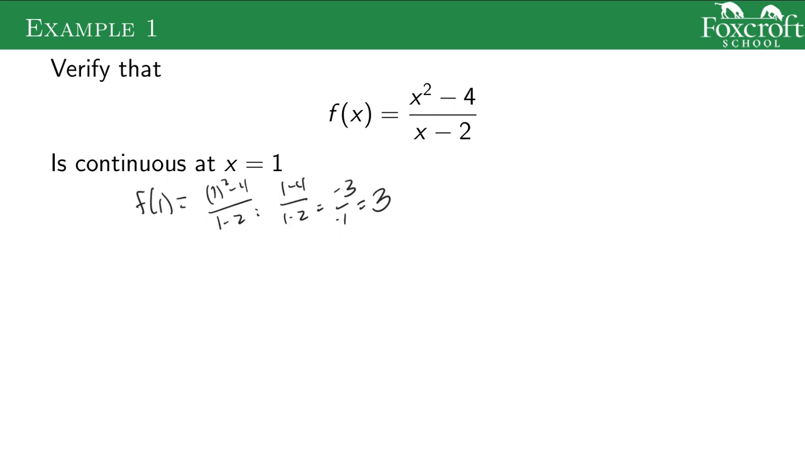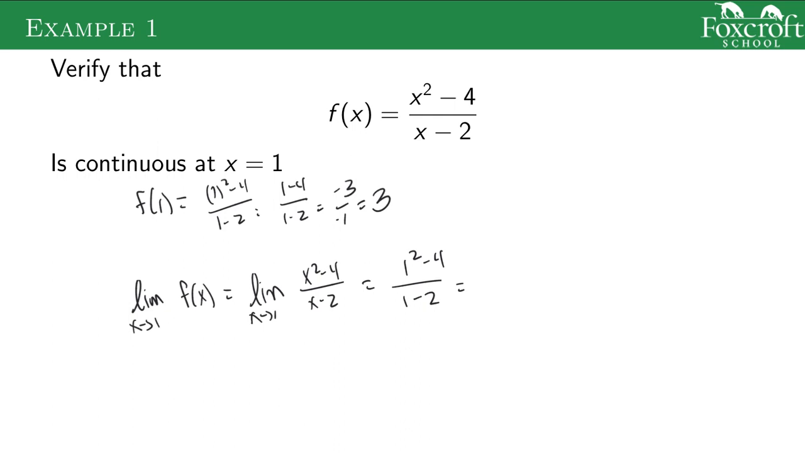Second step, does my limit exist? Does the limit as x approaches 1 of f(x) exist? When we're evaluating a limit, the first thing we always try to do is plug in our value. If I plug in 1, what happens? 1 squared minus 4 over 1 minus 2, which is negative 3 over negative 1, positive 3. Nothing goes wrong, this is fine. I get 3 for both of these, so this one is continuous. The function value exists, it's 3. The limit value exists, it's 3. And since those two are equal, the function is continuous at x equals 1.